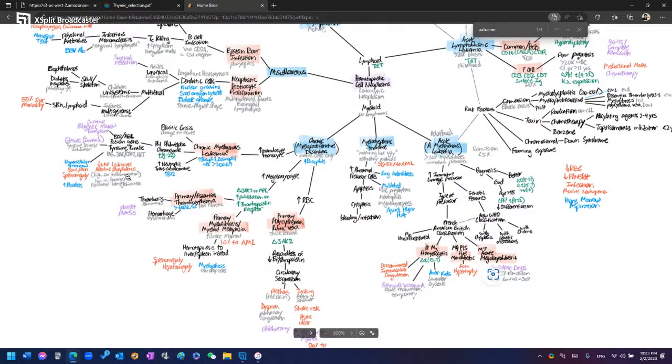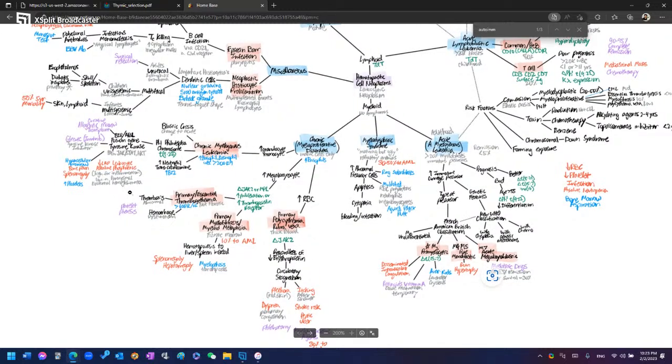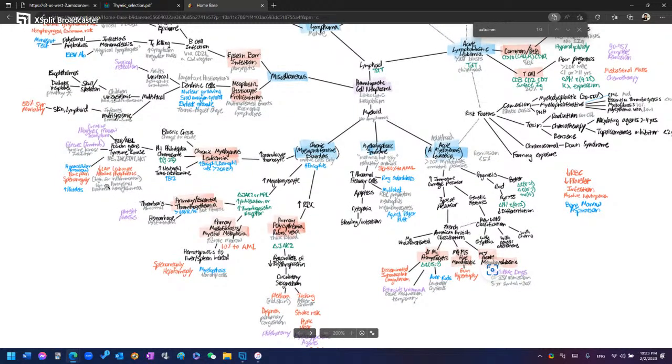You'll have low leukocyte alkaline phosphatase. I'm not entirely sure about that one actually. Low in paroxysmal nocturnal hemoglobinuria. Let's look at that.